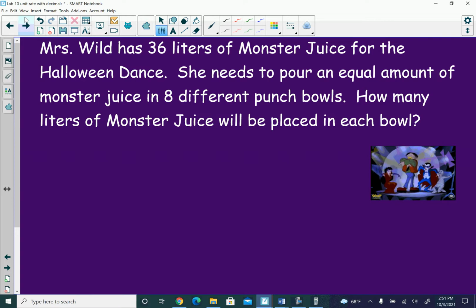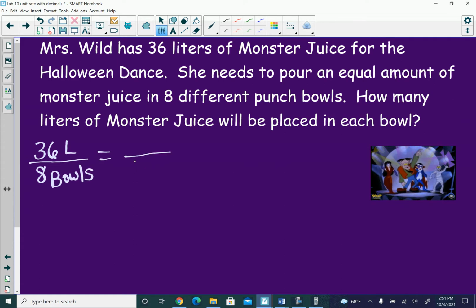Mrs. Wild has 36 liters of Monster juice for the Halloween dance. She needs to pour an equal amount of Monster juice in 8 different punch bowls. How many liters of Monster juice will be placed in each bowl? So what do I know? Well, the rate that I know is she has 36 liters, and she needs 8 different punch bowls. So I'm just going to say bowls. Our job is to figure out how much for one punch bowl.